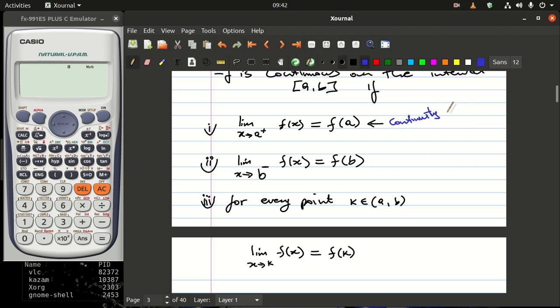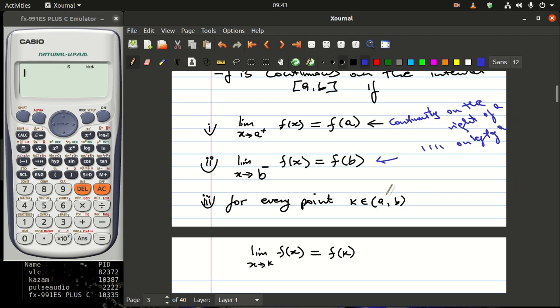This is a continuity on the right of a, so it is the endpoint continuity. And also this one is the continuity on the left, so I can just say this is on the left of a. So that's what this is actually saying.